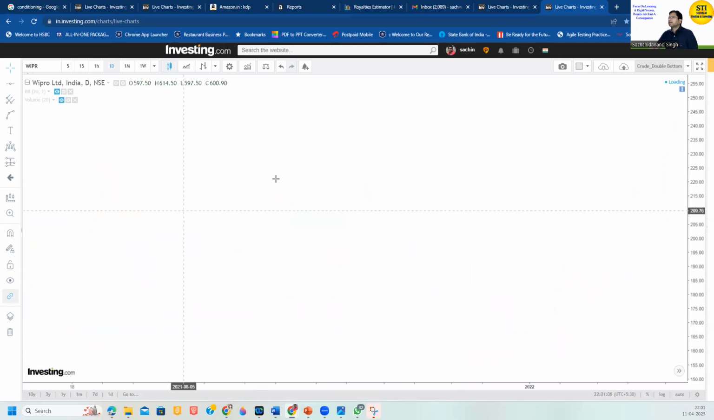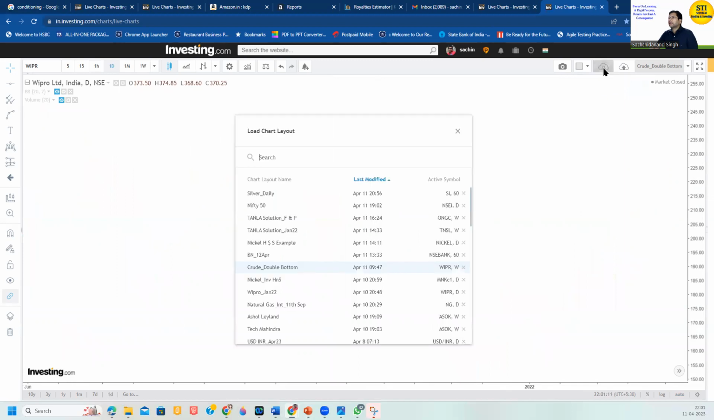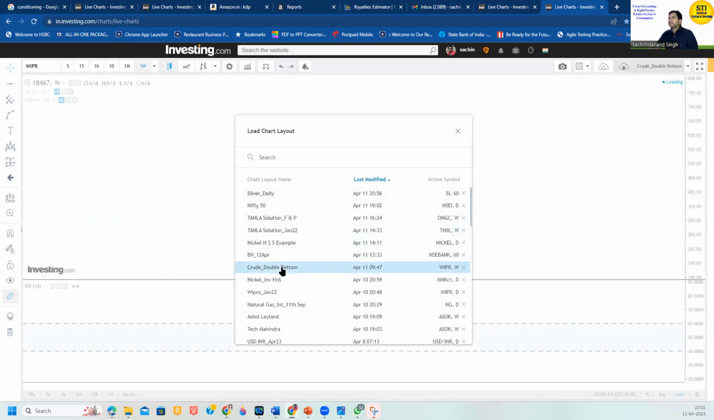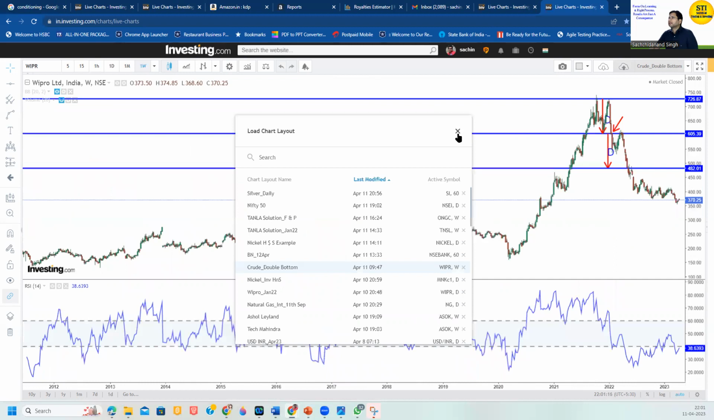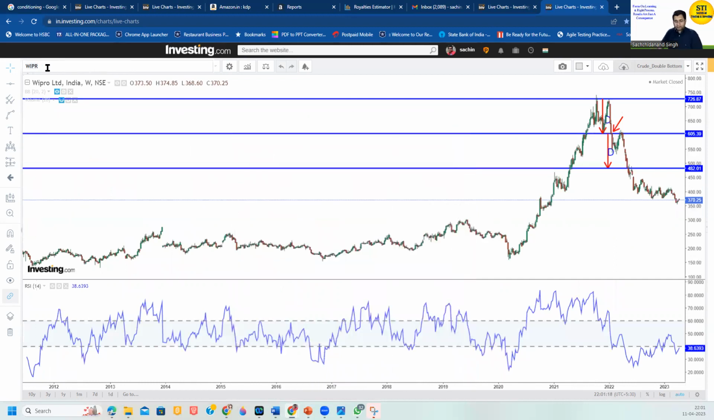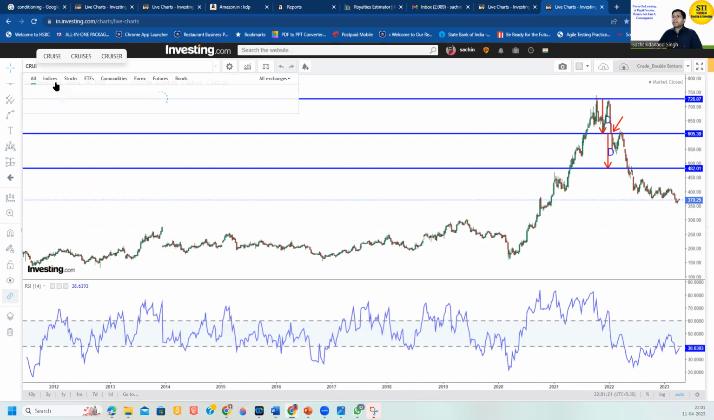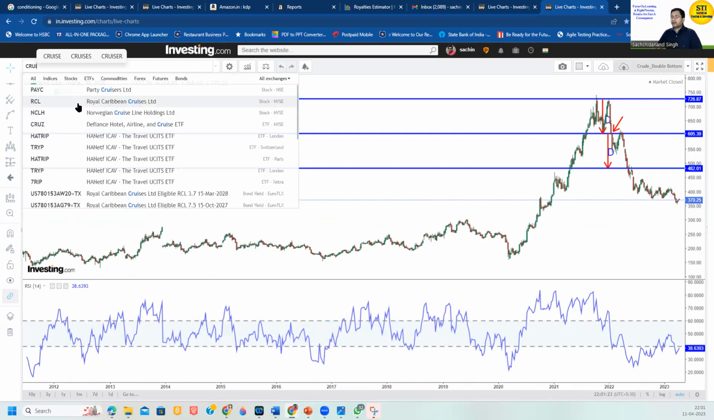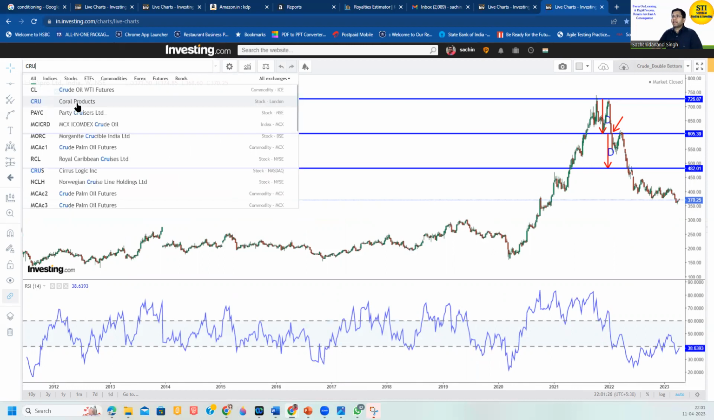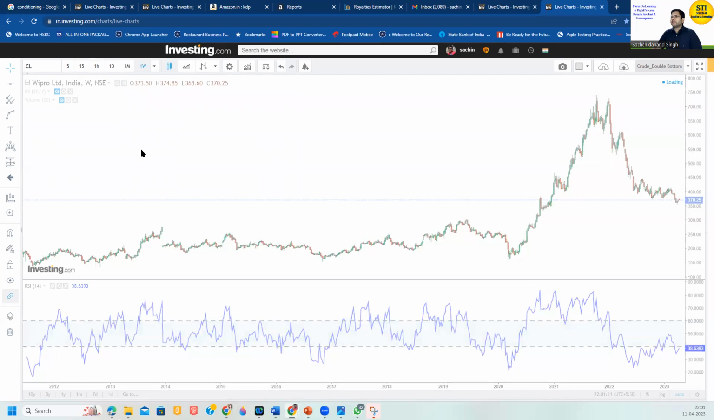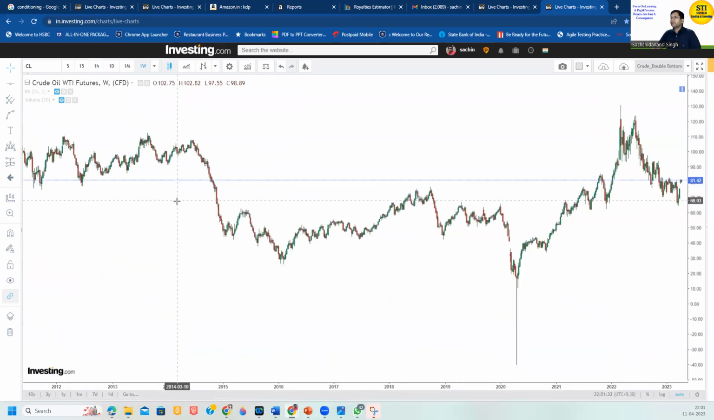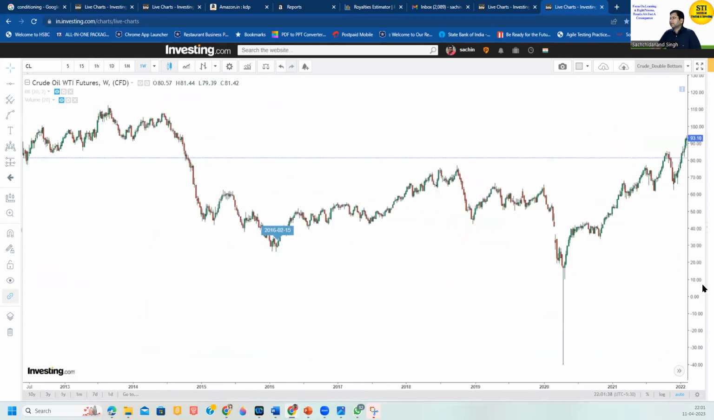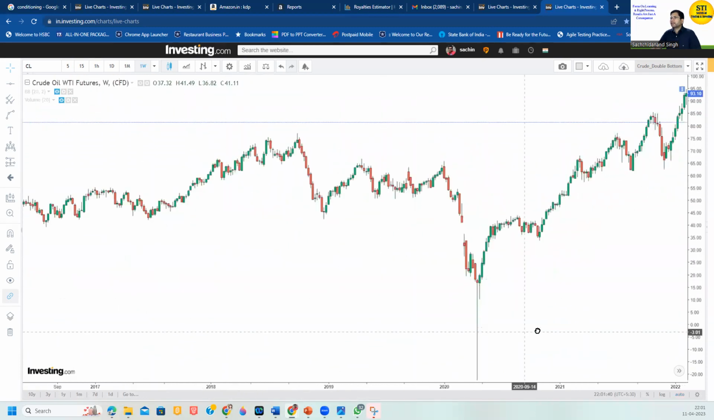Okay, this is not the right example, it looks like. One second. No. The chart is saved with the wrong name. The crude oil WTI futures, and we need to go to 2016. Yeah, here is the example.